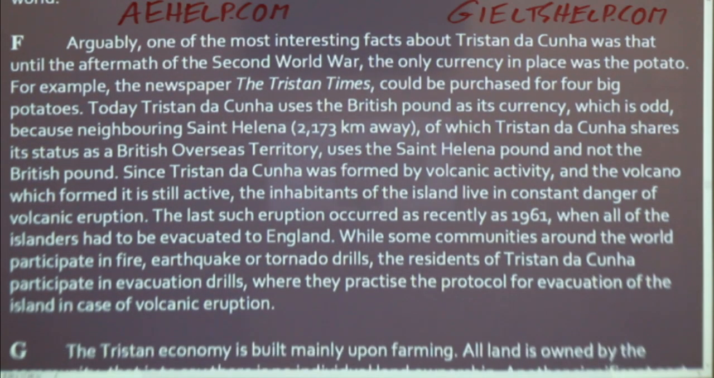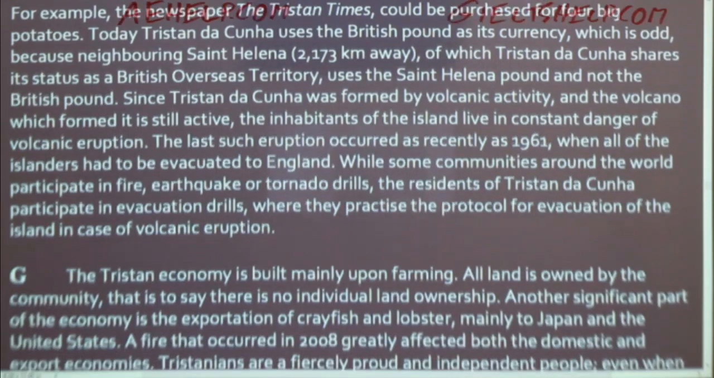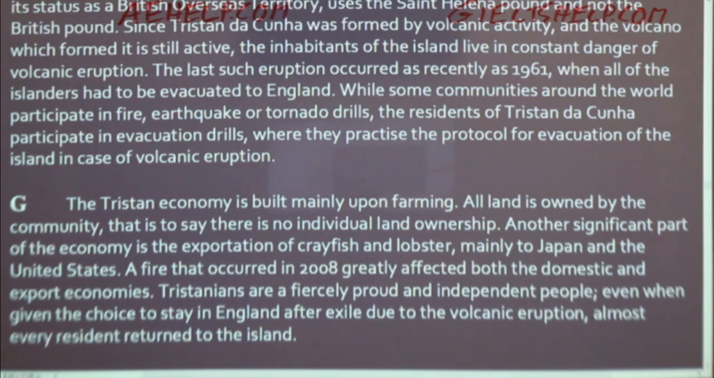Since Tristan de Cunha was formed by volcanic activity and the volcano which formed it is still active, the inhabitants of the island live in constant danger of volcanic eruption. The last such eruption occurred as recently as 1961, when all of the islanders had to be evacuated to England. While some communities around the world participate in fire, earthquake or tornado drills, the residents of Tristan de Cunha participate in evacuation drills, where they practice the protocol for evacuation of the island in case of volcanic eruption.